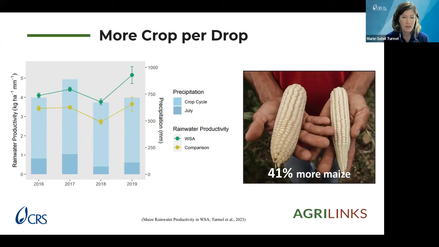So these differences are especially critical in a drought year, where WSA has the potential to make the difference between food security or not harvesting enough to meet the food needs of the family, and really can reduce the need for food aid. We estimated that 33% more farmers would still be able to meet their basic maize production needs in a very severe drought year if they produced using WSA management practices.